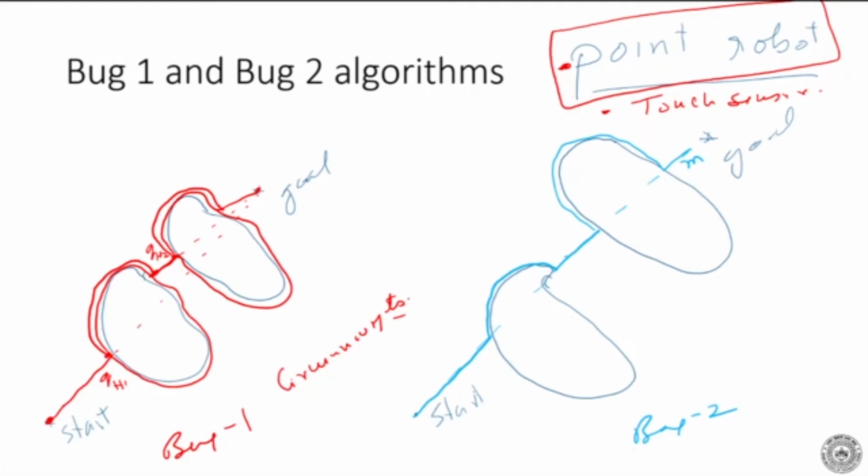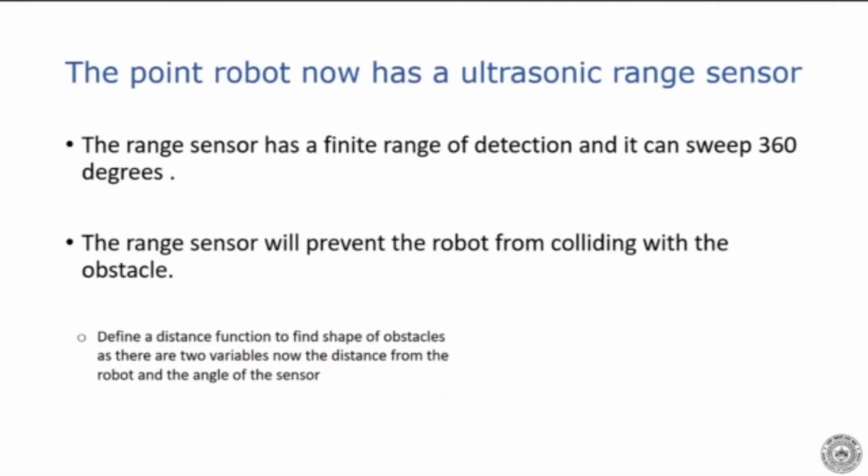Now, two things that we talked about here. Number 1 is that the robot is a point robot. The next, it has a touch sensor. Okay, so that's how it finds out where is an obstacle. Now, suppose the robot now has an ultrasonic range sensor. That means it can find out how far it is from the obstacle.